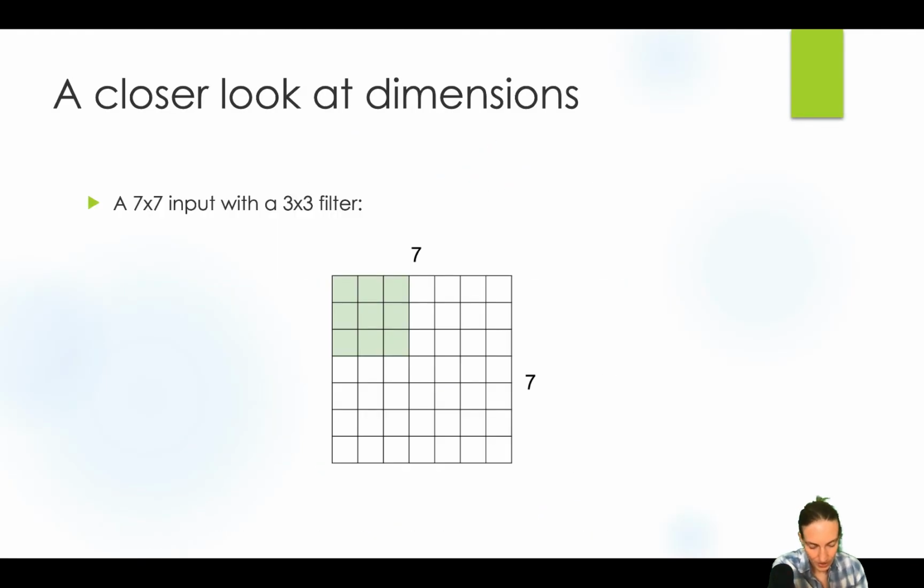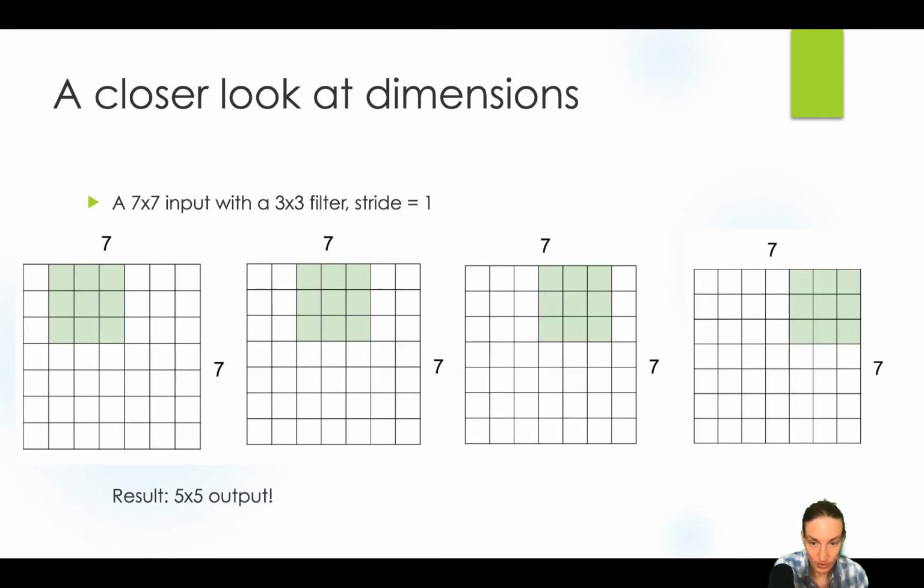Right. So let's have a closer look at these dimensions, because we noticed that the dimension of the image decreased at each step. Suppose we have a 7x7 input with a 3x3 filter. We slide our window like this. So we slide it 4 times horizontally, then we skip to the next row and we do it again. So that means in total, because we slide it 4 times plus the original time, we have a 5x5 output after convolution. Okay.